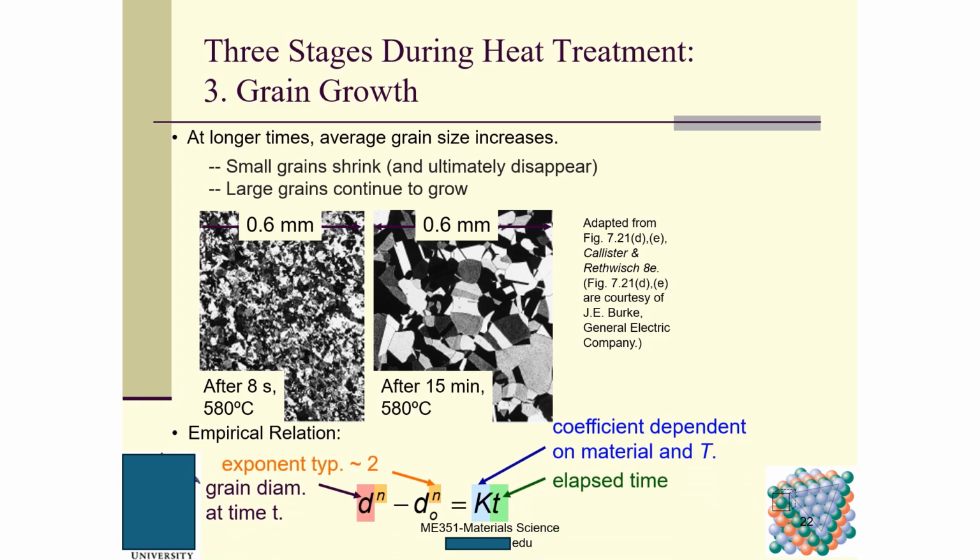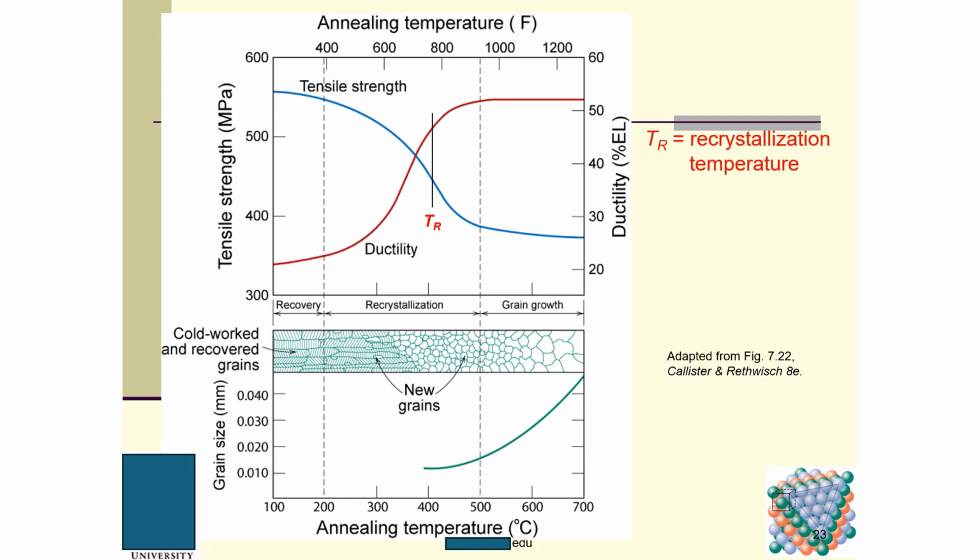So this is the empirical relationship between the grain diameter at time t, minus d0, equals kt, where k is a coefficient dependent on material and temperature. So t is the elapsed time. This is the exponent, and n equals 2, around 2.